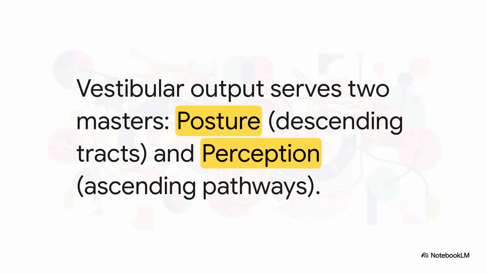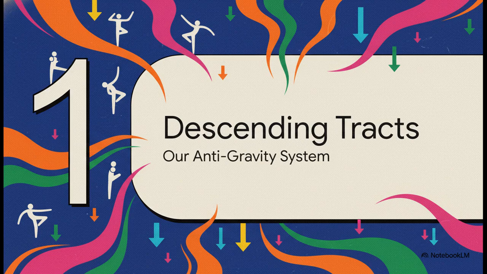To crack this case, you have to think of the vestibular signals as hitting a fork in the road right after they leave the vestibular nuclei. One path goes down the spinal cord. That's for posture. It controls all our anti-gravity muscles. The other path goes up to the cortex. That's for perception, building our conscious idea of where we are in space. Two totally separate routes.